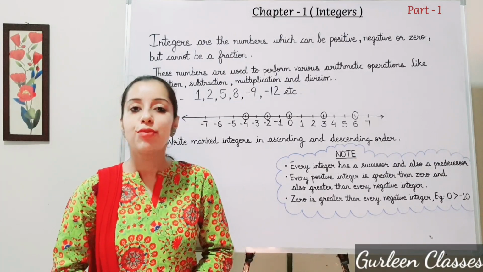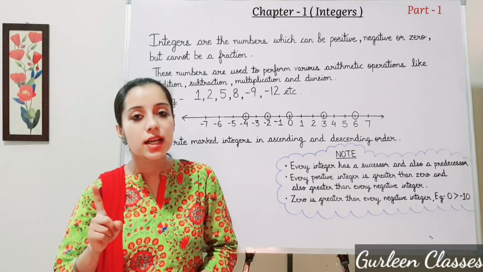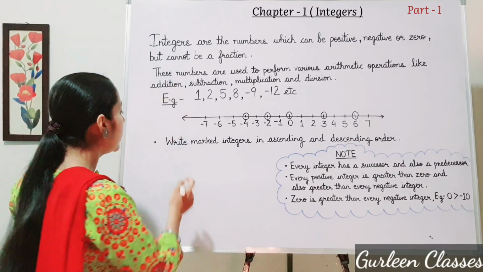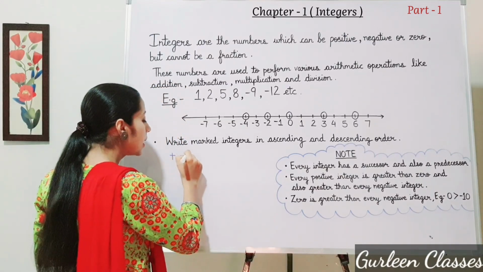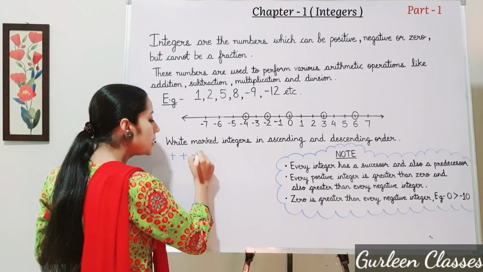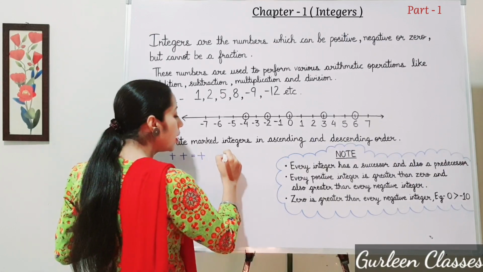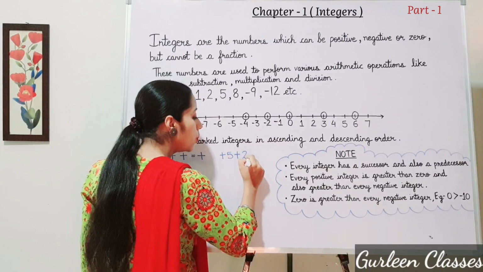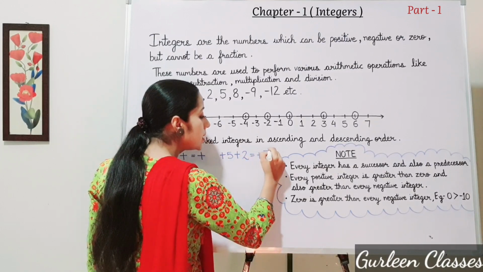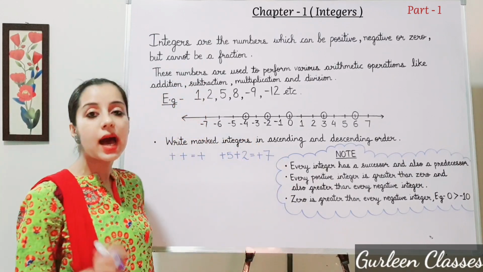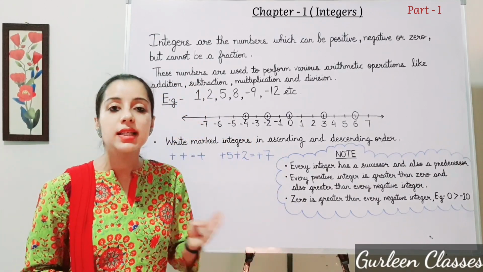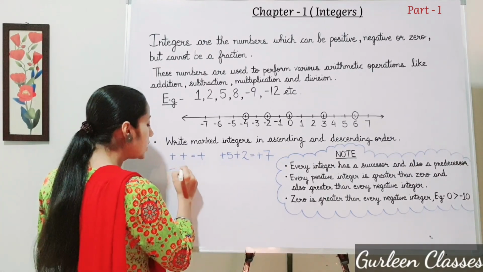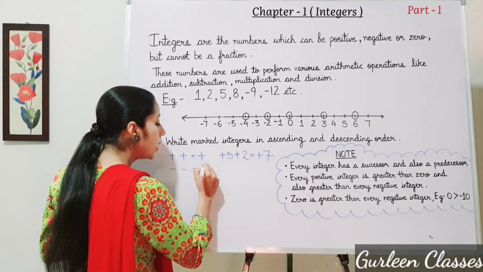So now let us see 4 rules of integers. The first rule is plus plus is equal to plus. So let us write here, plus plus, you will always add. If you have, for example, +5 and +2, 5 plus 2 that is 7. You will always add. Second rule is minus minus is equal to plus.